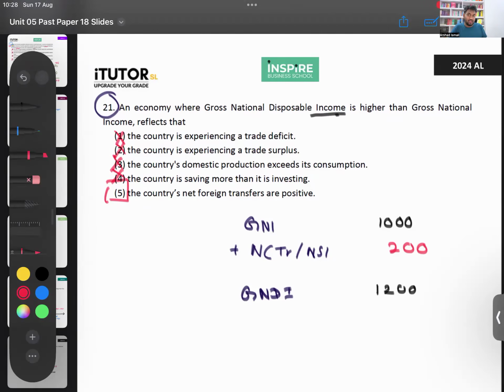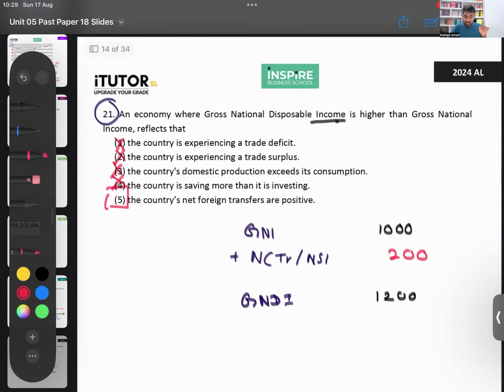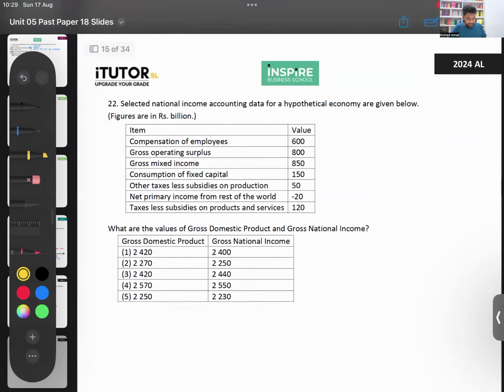Transfers will not be a part of this. There are certain ones, just government transfers. Okay. 2024, question number 21, question number 5. Then there is one last MCQ.